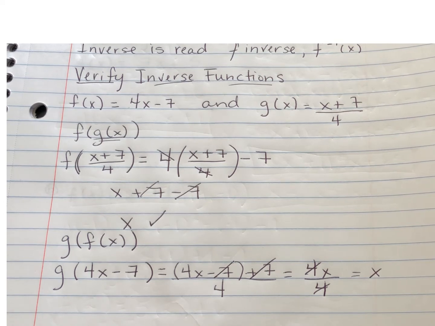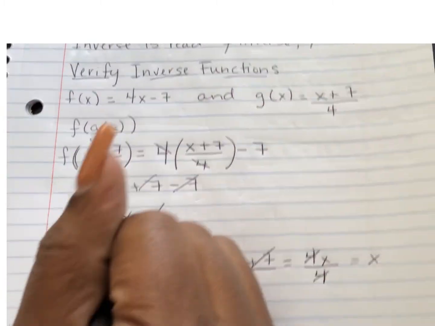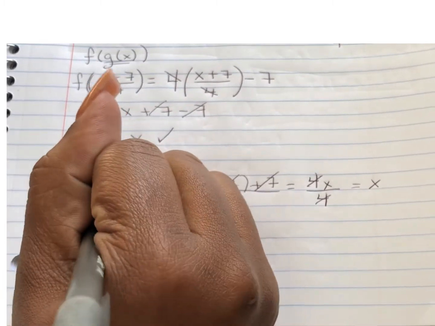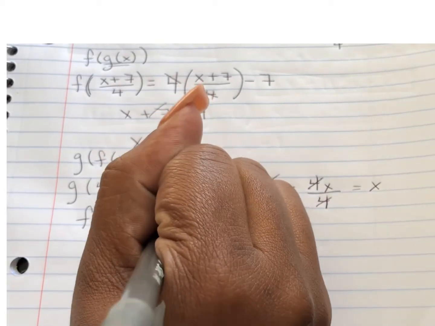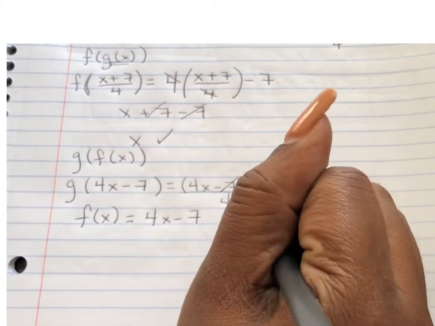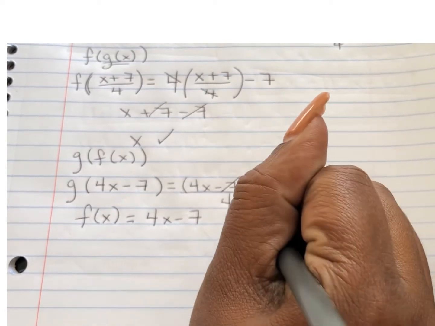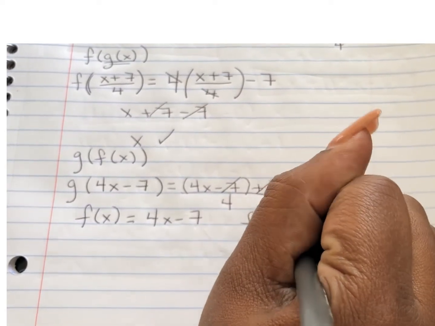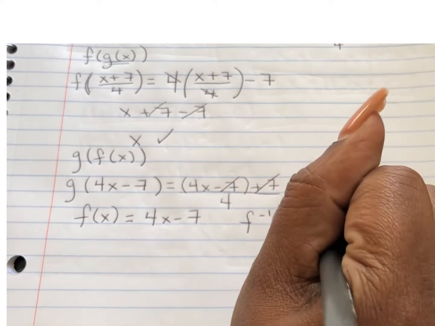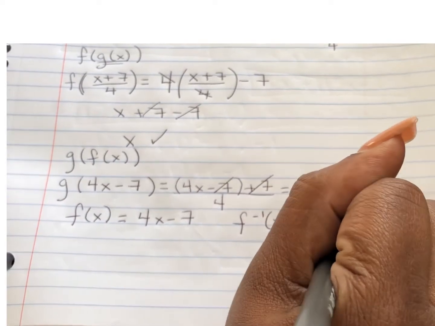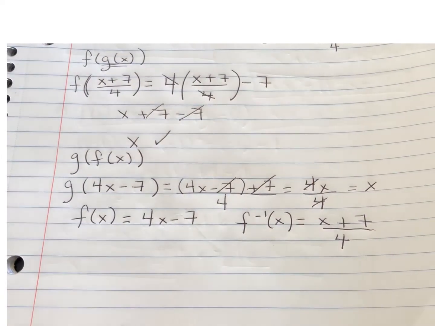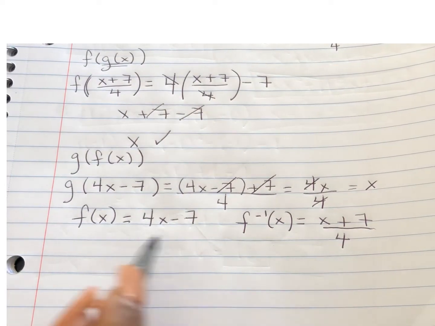So since both of them checked out, f of x, which is 4x minus 7, has an inverse of x plus 7 divided by 4. All right, so this is how we will rewrite it.